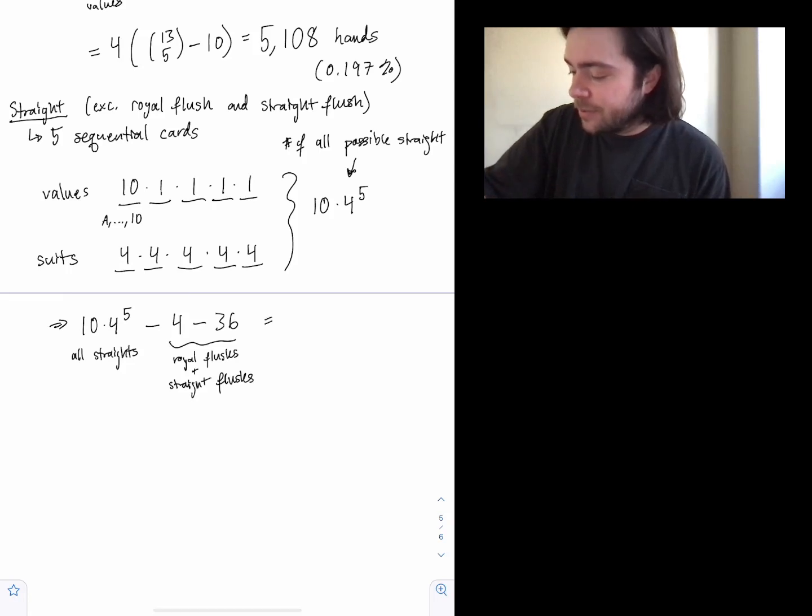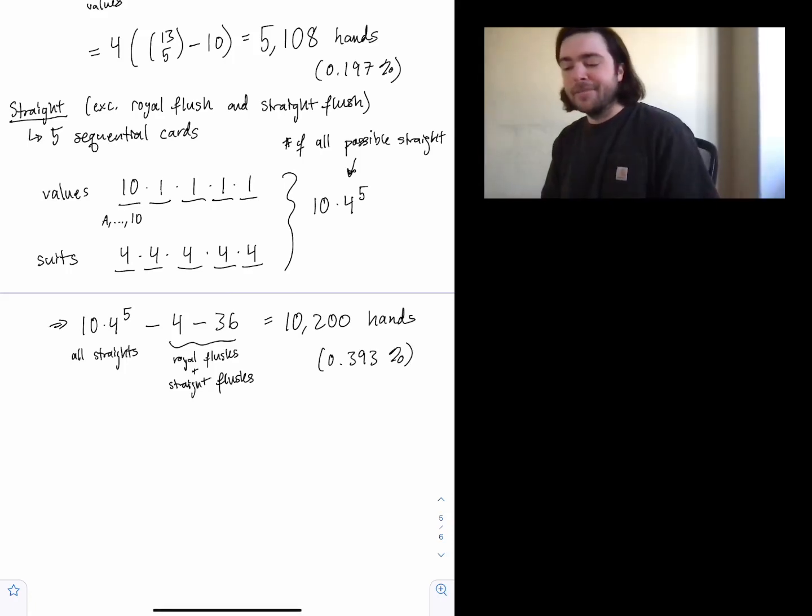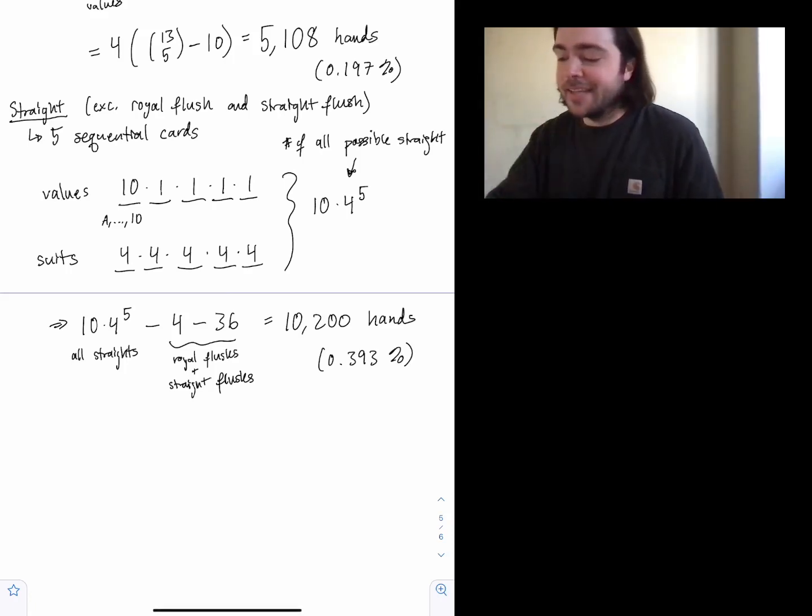Okay, so all in all, what do we get? It turns out we get 10,200 hands. Okay, so this is 0.393%. Still have not cracked 1%. Okay, but we're quite through the list of the categories.